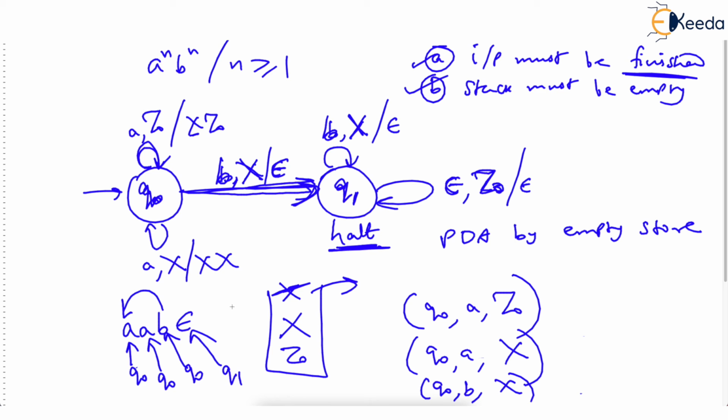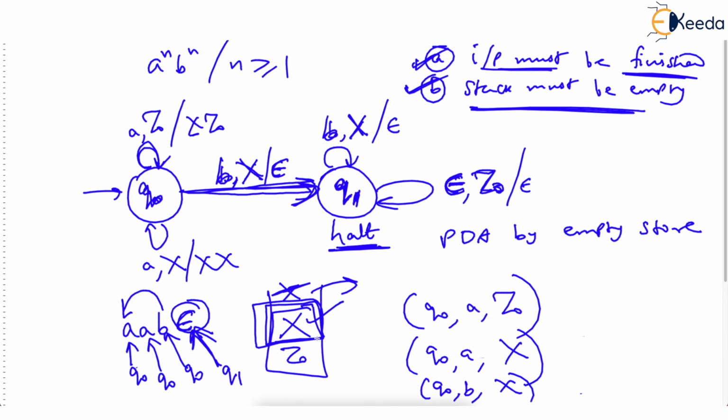Now the things turn interesting. In Q1, you are reading epsilon. Just check. In Q1, you are reading epsilon. Watch this. If you are reading epsilon, the top has to be Z0, but note that the top is X. Just tell me, is the input finished? Yes, the input is finished because we have reached epsilon. See, the first condition is satisfied. But is the stack empty? No, the stack isn't empty because the stack is still containing X. Both conditions must be satisfied, but one of the conditions is not satisfied. So this string is rejected.